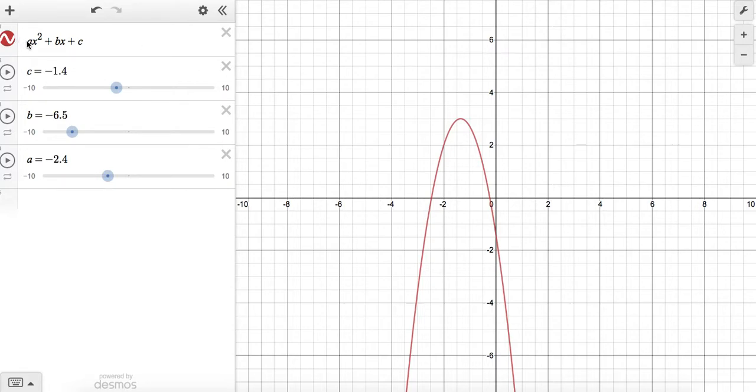So we can see here we have the generalized parabola ax squared plus bx plus c. So here's a picture of it. So we can see what the a, b, and c values do to the graph.